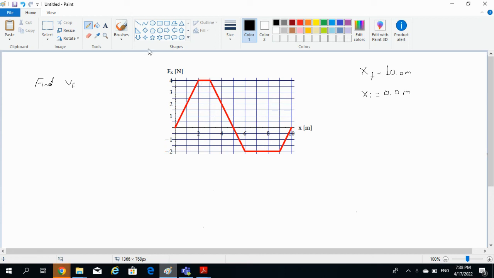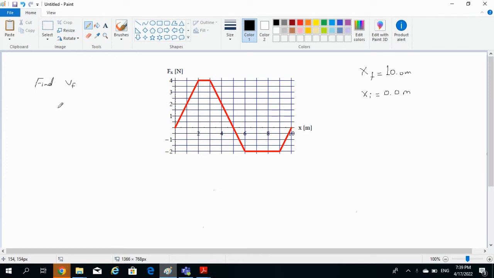Showcase today how to calculate the final speed of a given object. Let's suppose object x, y, z, whatever. So you have a graph of force against distance. So how are you going to calculate the speed or velocity out from the given graph? And that's what I'm exactly going to show you guys in this video.